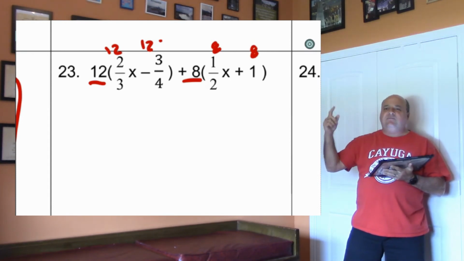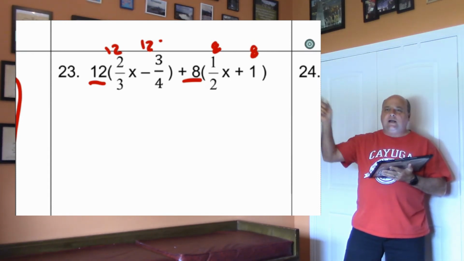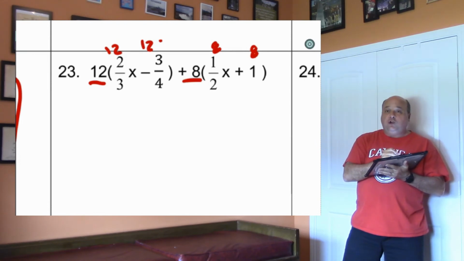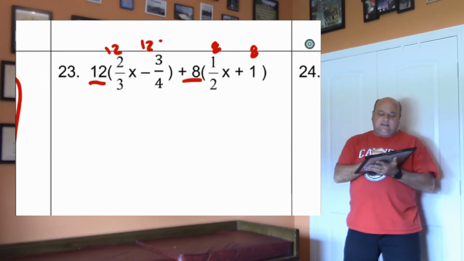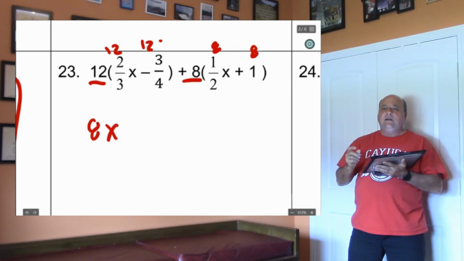Now then, same thing, 5th grade math. Do a whole number times a fraction. 12 times 2 divided by 3. 12 times 2 is 24, divided by 3 is 8. My letter is X. A positive times a negative is a negative.